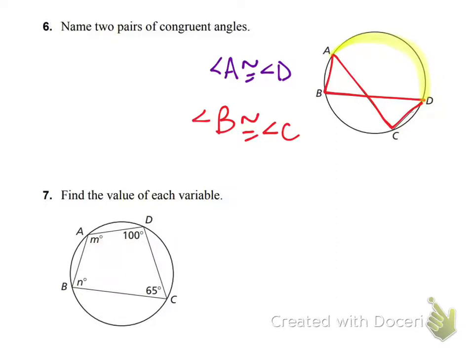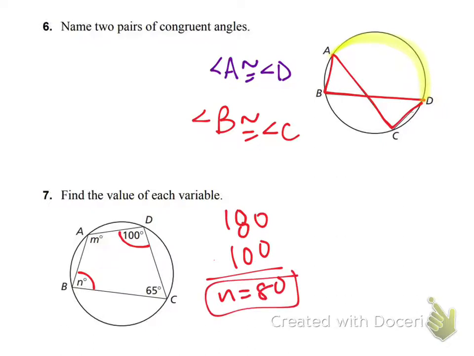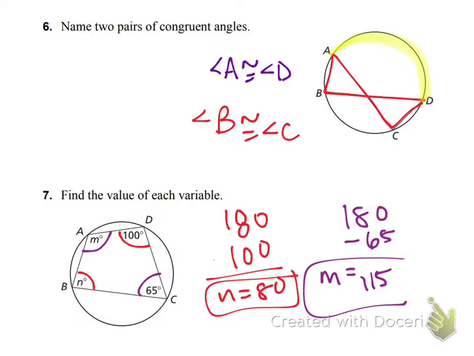So what kind of shape's on the inside of the circle? Quadrilateral. So then what do I do to find n? Yeah, you can set them equal to 180. 180 minus 100 is 80. N is 80. And then for 65, 180 minus 65 is 115.